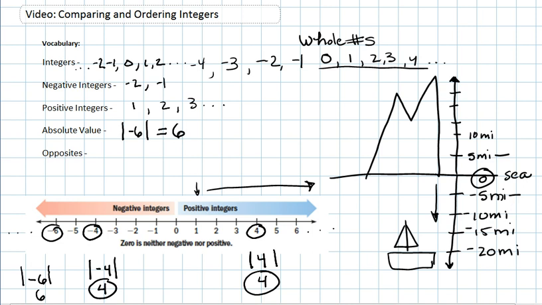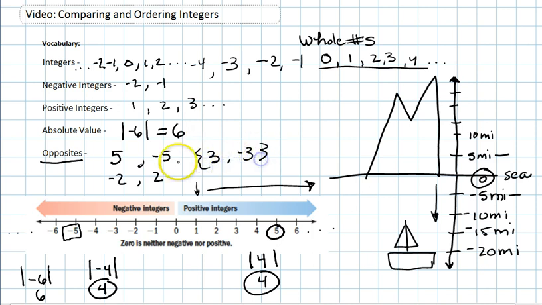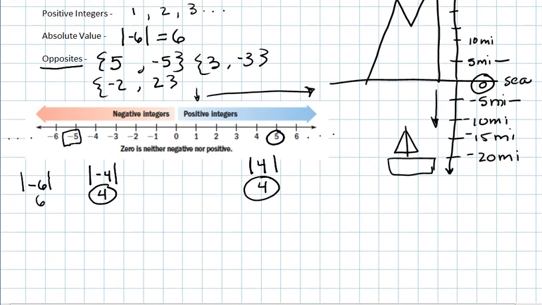Now opposites are different. Looking for a number and its opposite. Let's say I have the number 5 and I'm looking for its opposite. Well, its opposite would be found on the other side of the number line. So negative 5 would be the opposite of 5. So 5 and negative 5 are opposites. Negative 2 and 2 would be opposites. 3 and negative 3 would be opposites. So each of these are examples of opposites. Alright, now let's apply this by solving some problems.